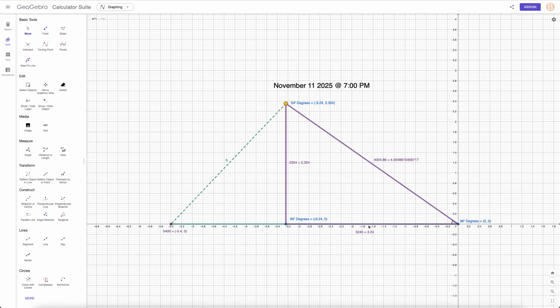If we base it off of the adjacent here, we can't say it's 2,354 miles. We can't say that just because this is 3,240 miles. But its apparent height at that moment is 2,354 miles. That's its apparent height, and the apparent length of the hypotenuse is 4,004.86 miles.